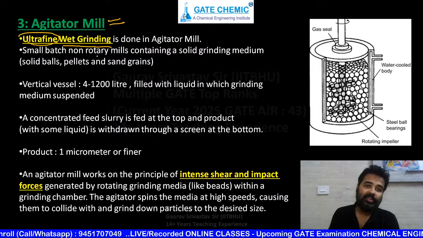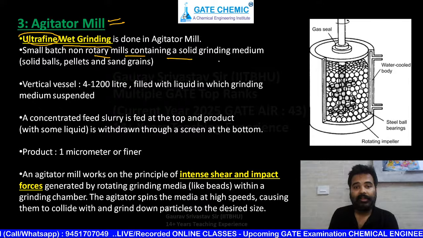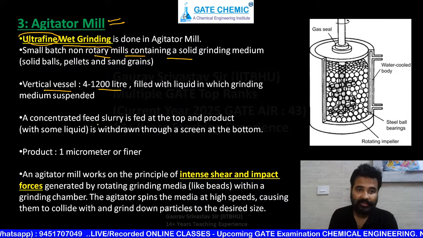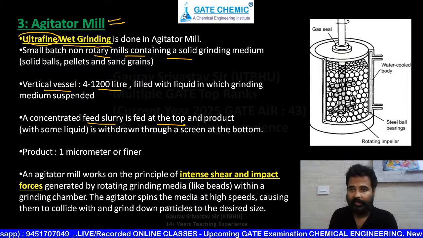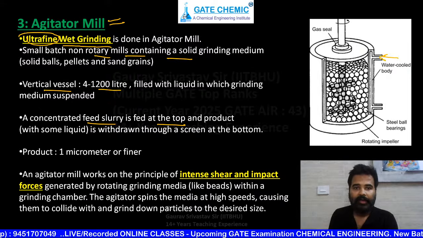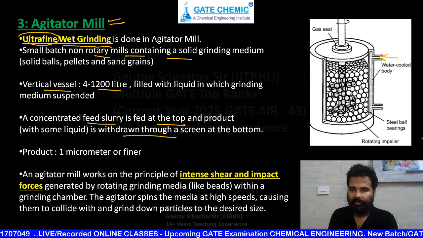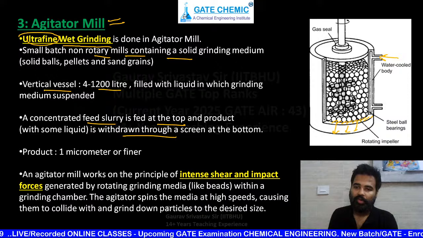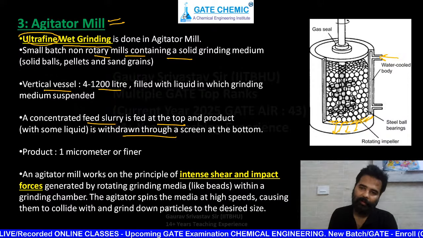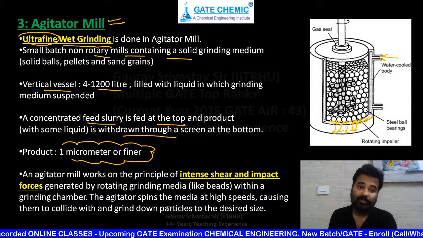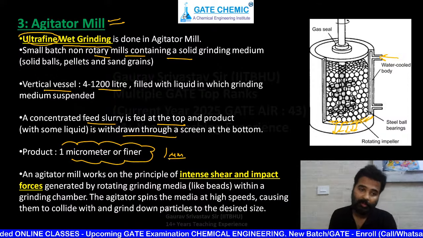A small batch, non-rotary mill, with a vertical vessel. Size is not important. A concentrated feed slurry is fed at the top, and product with some liquid is withdrawn through the screen at the bottom. Whatever size is now smaller can pass through. Product can be from 1 micrometer to much finer, 1 micrometer or even smaller.